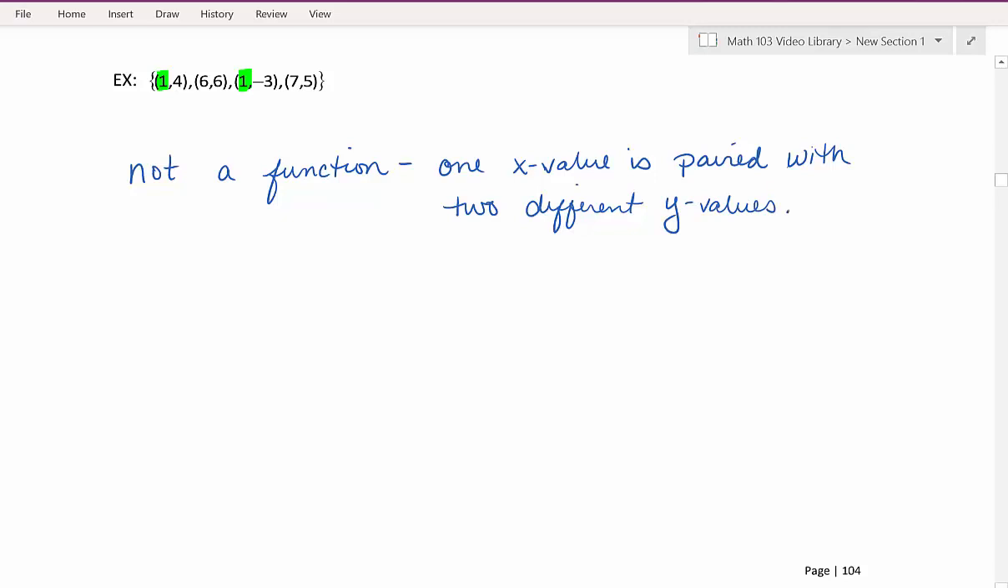Even though this is not a function, we can still state the domain and range of the relation. The domain is the set of all x values. 1, 6, I'm not going to write 1 again, and 7. While the range is the set of all y values. 4, 6, -3, and 5.